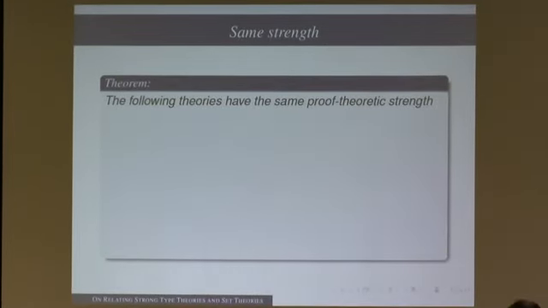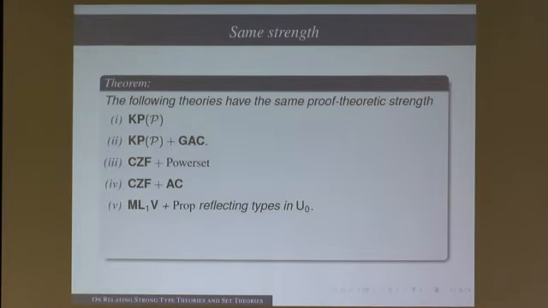So now the same strengths, what do we have? Well, power Kripke-Platek set theory is of the same strength as certain other things. You can add GAC, which stands for global choice, so you have a global choice function. It's of the same strength as CZF plus power set, and interestingly, it's of the same strength as this particular type theory here, where you have one universe, you have the type of trees over this universe, and you have Prop, where Prop reflects types just in U0. Okay, and there's also something about negative power set. And so the exact strengths of all of these theories coincide.